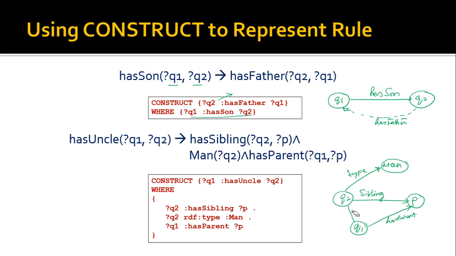So this is what you are inferring. I should be writing a dotted line: Q1 has uncle Q2, right? So these are the triples: if they become true, like Q2 has sibling P, Q2 has type man, an instance of man, and Q1 has parent P, then you can infer this triple that Q1 has uncle Q2. So you see that we can also represent different rules using construct queries.